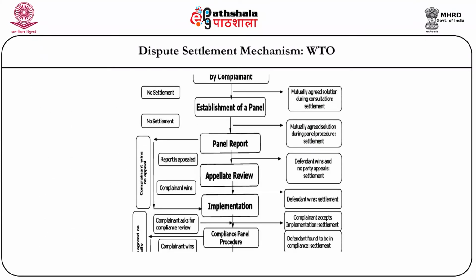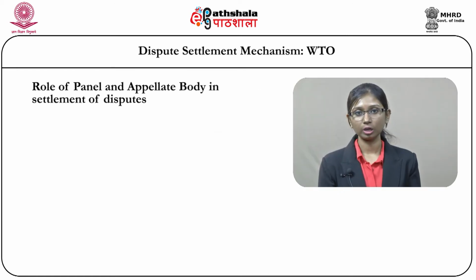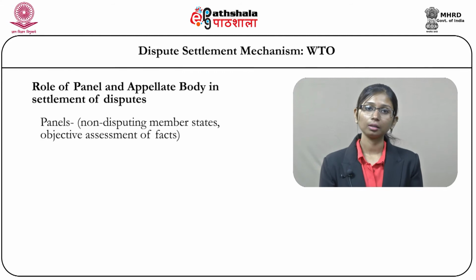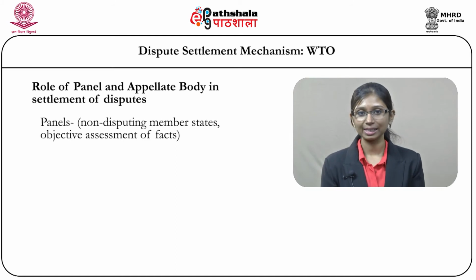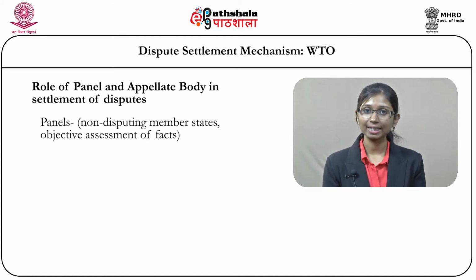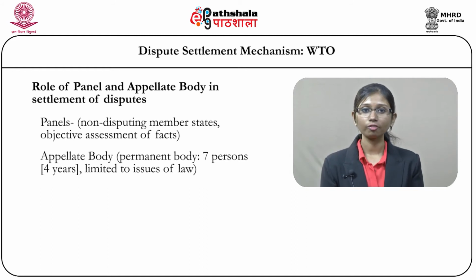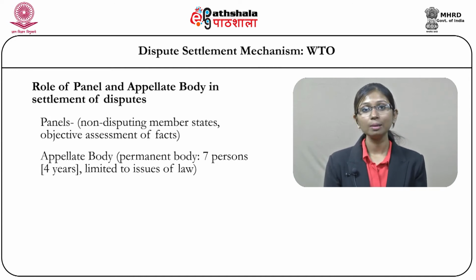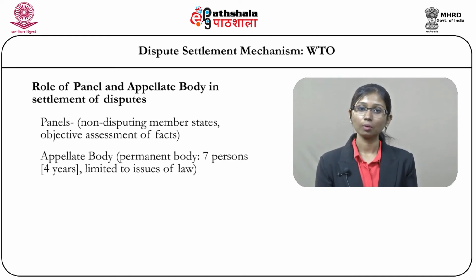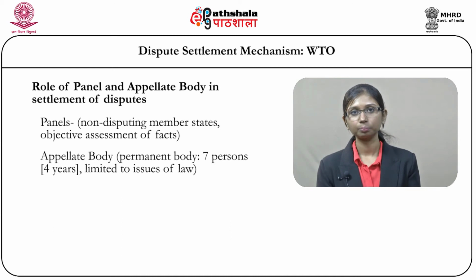Now moving to the next aspect of my presentation, where I shall be highlighting the role of the panel and Appellate Body in settlement of international trade disputes. First, the panels are composed of members belonging to non-disputing member states who are chosen to objectively assess facts presented before them. The Appellate Body, on the other hand, is a permanent tribunal which comprises 7 persons with a tenure of 4 years each, whose role is to limit the analysis to issues of law and reinterpret, if required, the decisions of the panel.